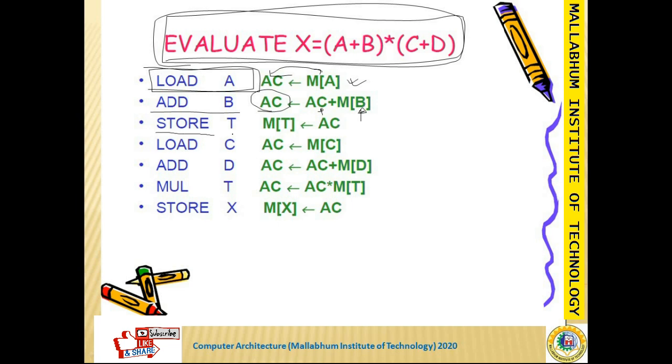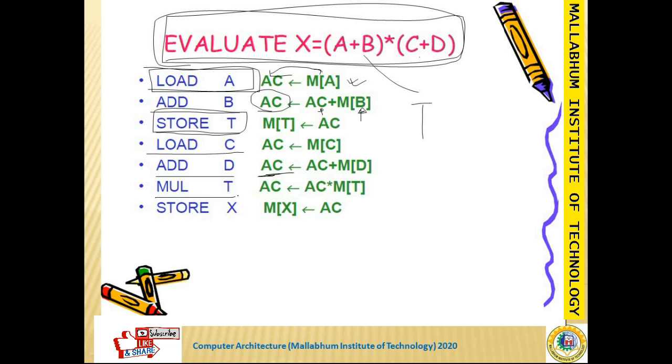Next, store T. Store T means moving from register to memory, from the accumulator content to memory address T. So here we are storing the result of A plus B in T. Then load C again, then add D. So the accumulator now holds C plus D.